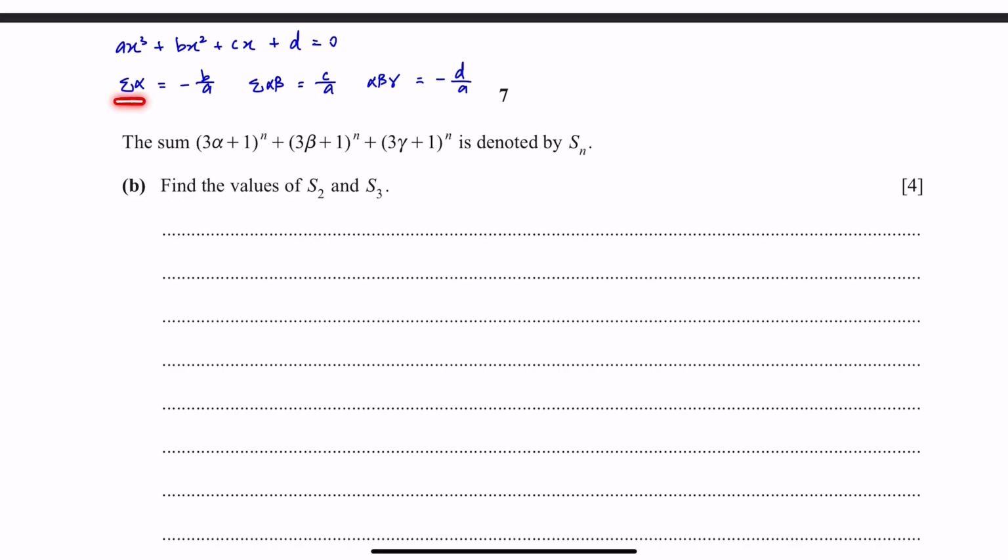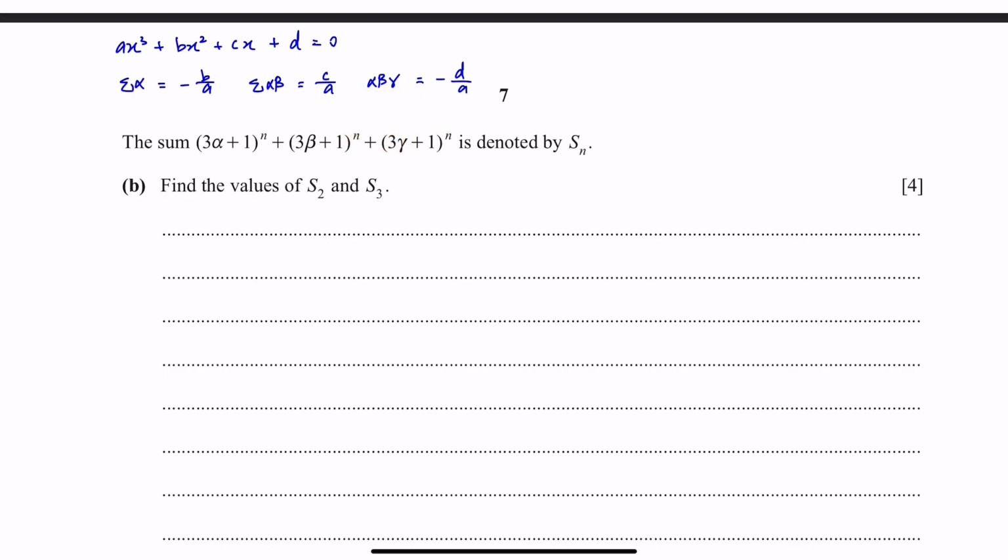So what is the sum of roots? It's basically alpha plus beta plus gamma in this case, since there's only 3 roots. And the sum of products of two roots is basically alpha beta plus alpha gamma plus beta gamma. And the product of the roots is just alpha times beta times gamma.